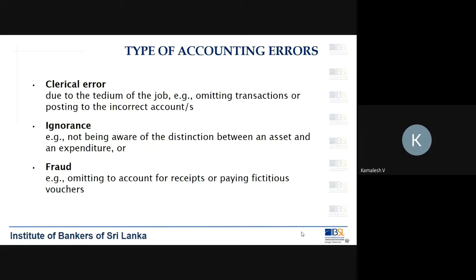The second type of error is known as the ignorance error. What do you mean by ignorance error? That is, you are not being aware of the distinction between an asset and an expenditure. Very important. If I quickly tell you an account, you should know whether this is an asset or an expenditure.